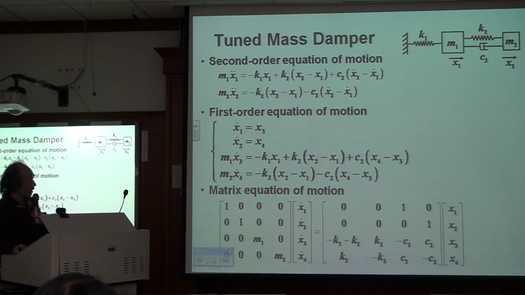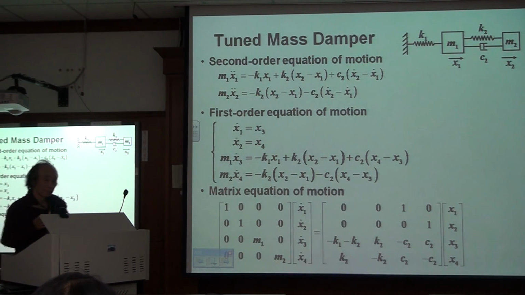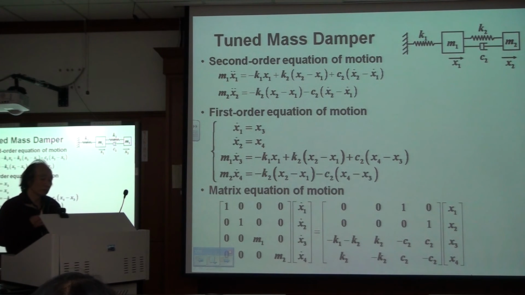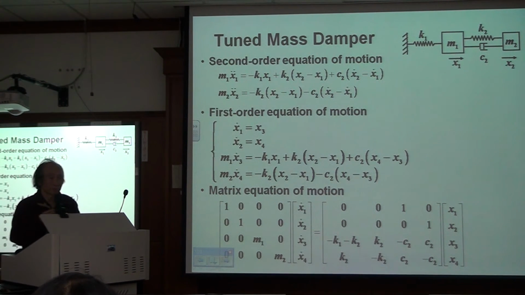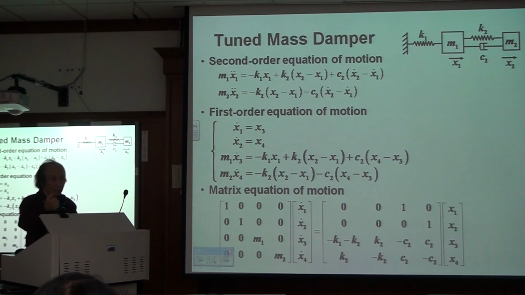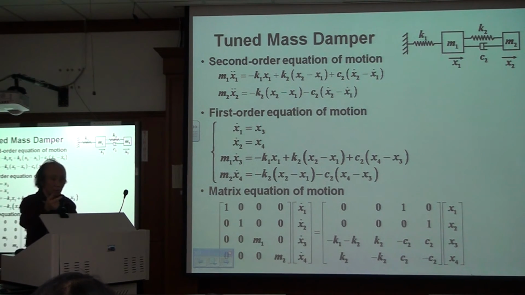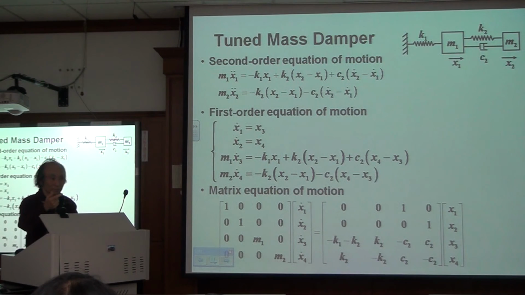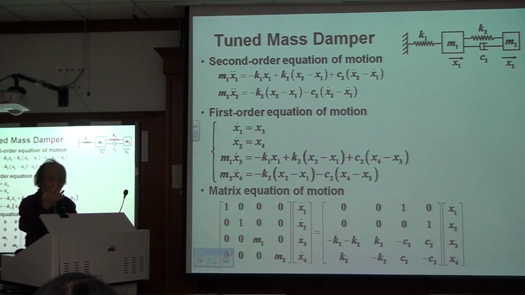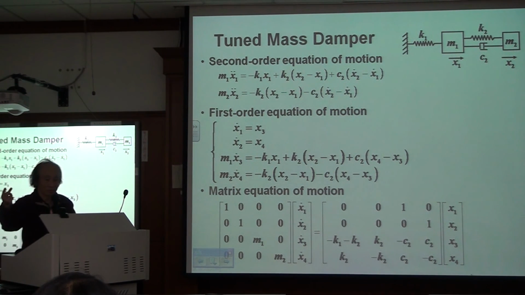Now the number of states increases. In addition to x1 and x2, we have x3 and x4. So in the first order equation of motion, we basically have 4 states. Displacement is a state, velocity is also a state. Now 2 states represent the 2 displacements, and 2 states represent the 2 velocities.